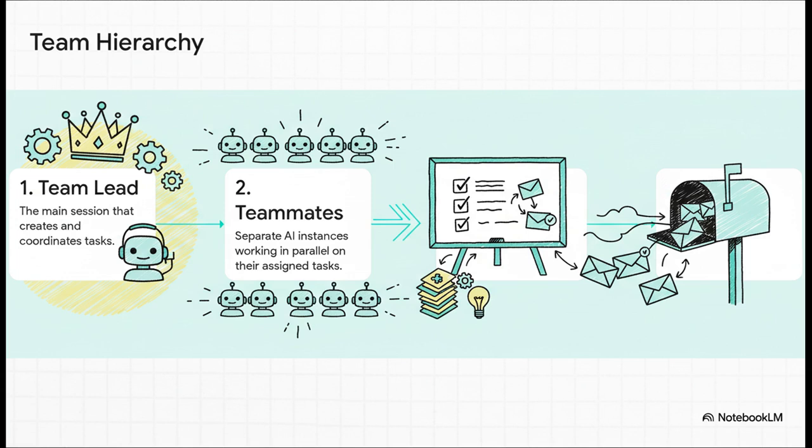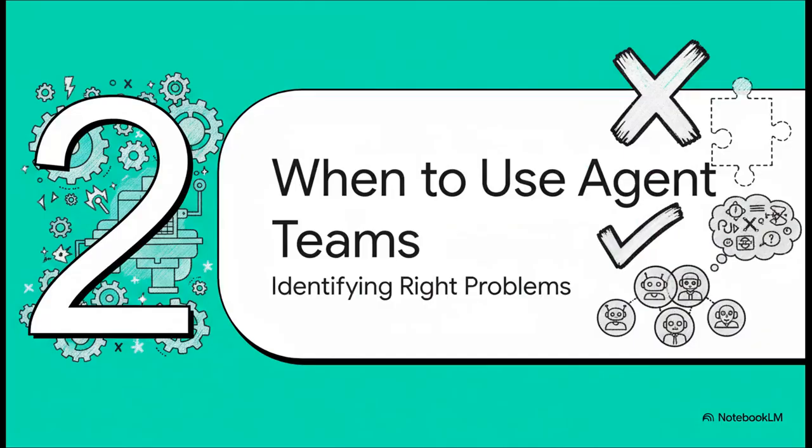Then you have the teammates. These are totally separate AI instances that go to that list, grab a task, and get to work in parallel. And how do they talk to each other? Through the mailbox. It's just a simple messaging system so they can pass notes back and forth without getting in each other's way. It's a classic setup, really. So now we get the architecture, but when should we actually use this?